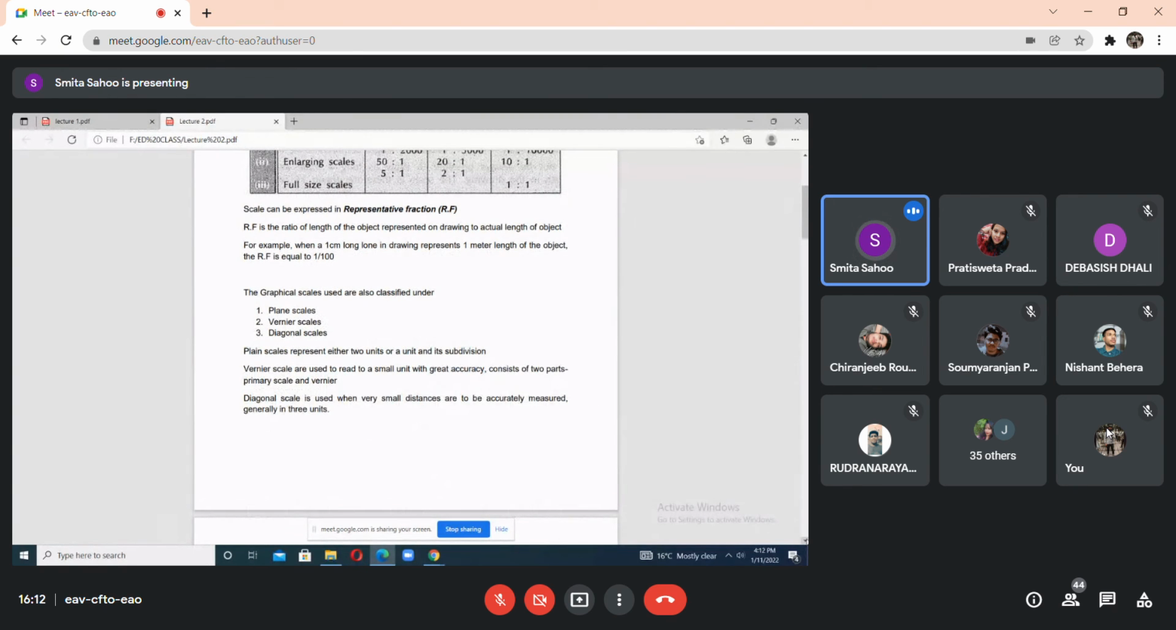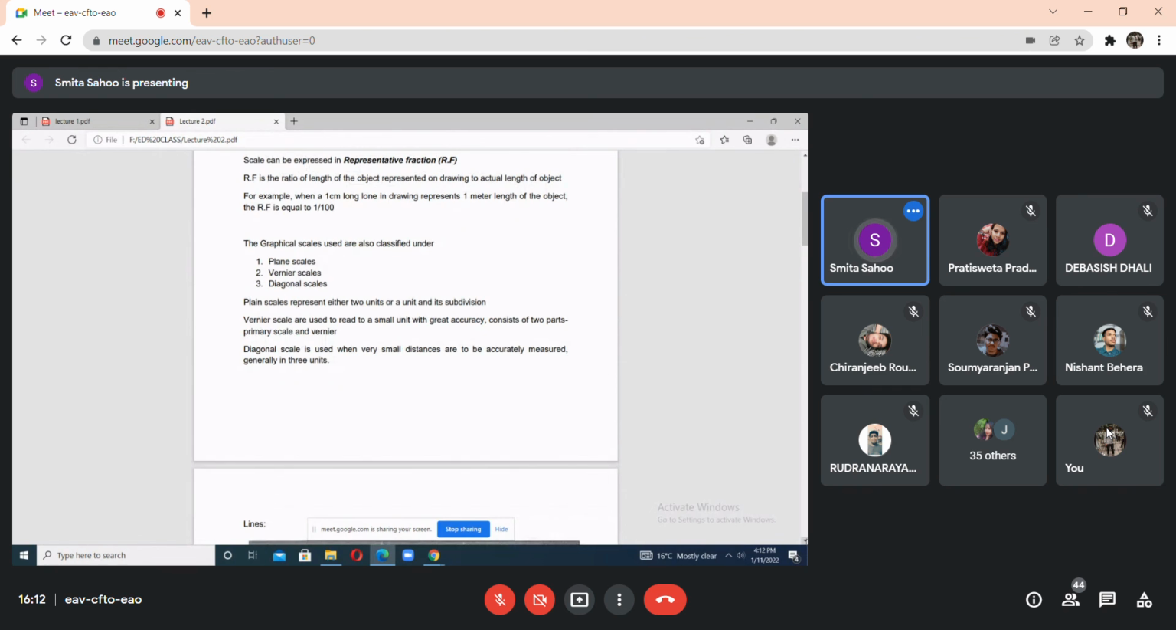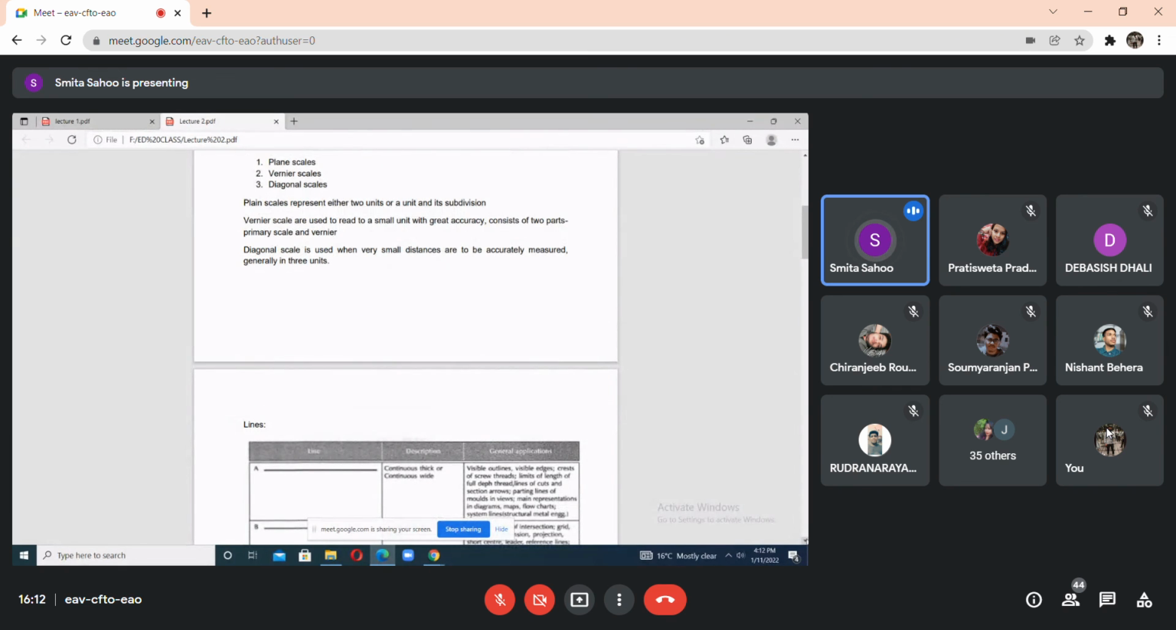Now we have several types of scales. It can be a plain scale that you're using, or it can be a vernier scale. You have already seen a vernier scale, where we can take very minute dimensions better than the scale that we normally use. Another one is of course the diagonal scale, which is not so common, but it is also used for measuring very small distances accurately.